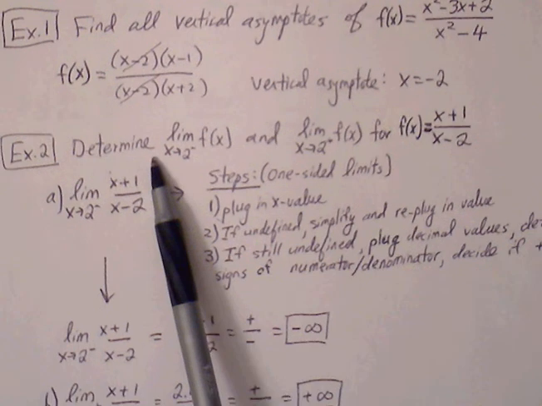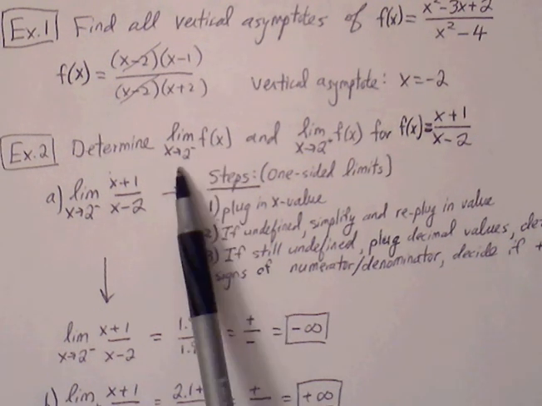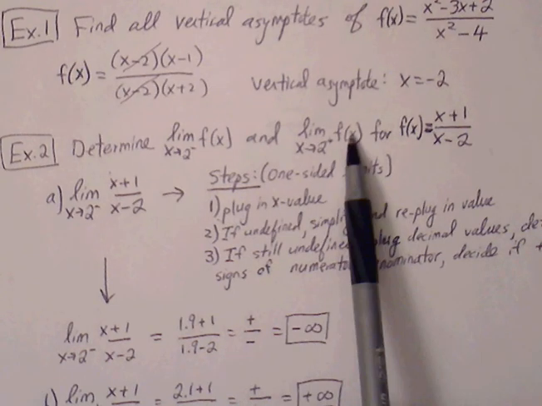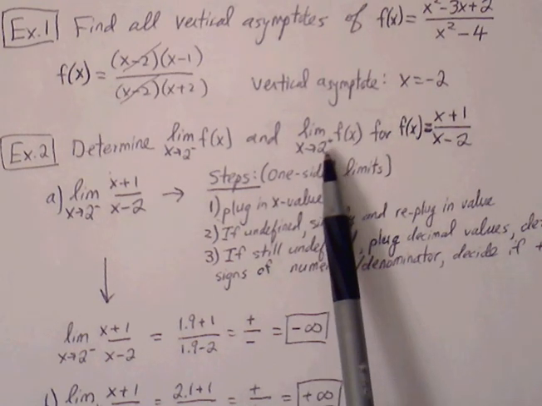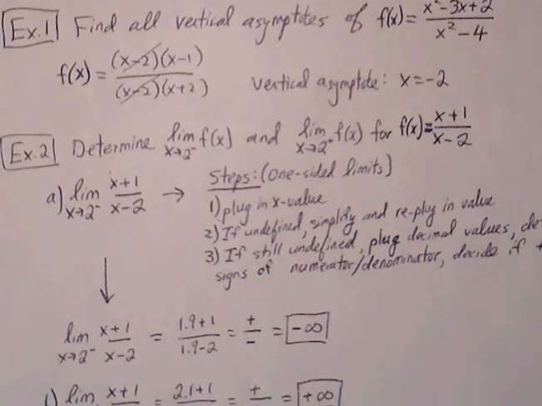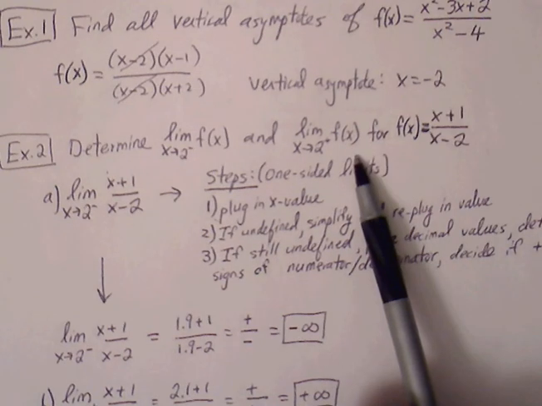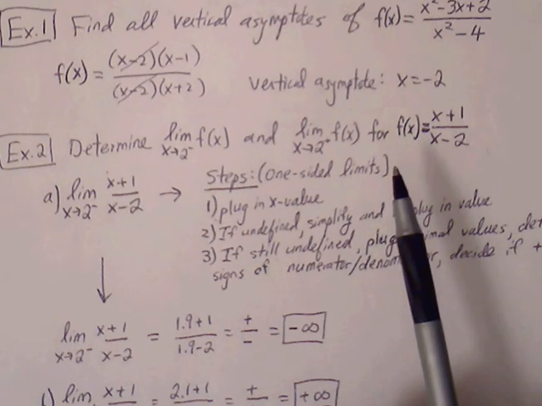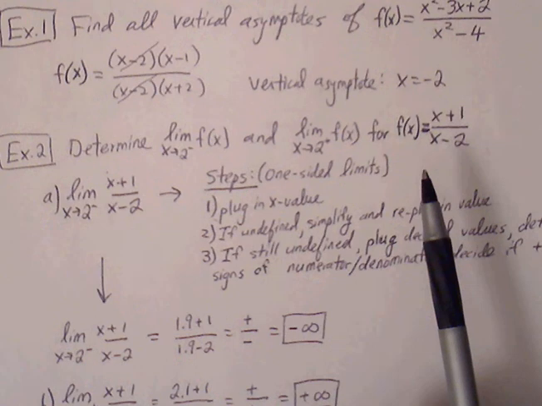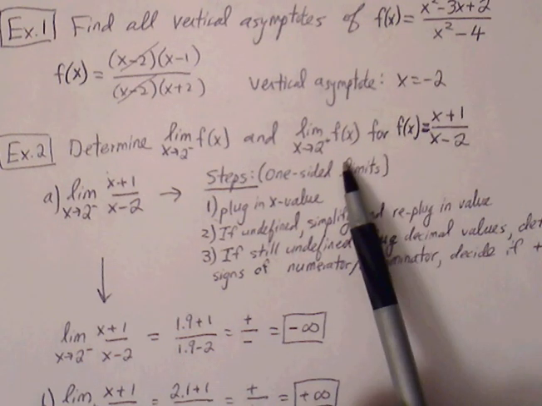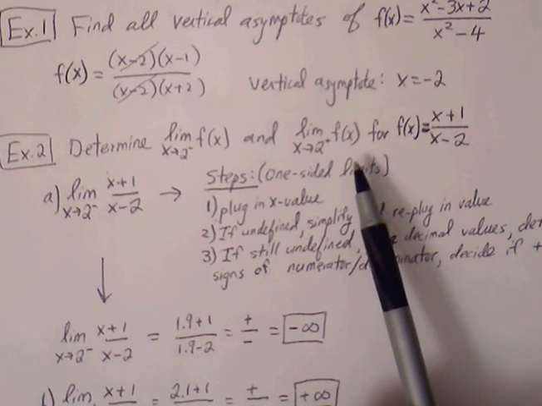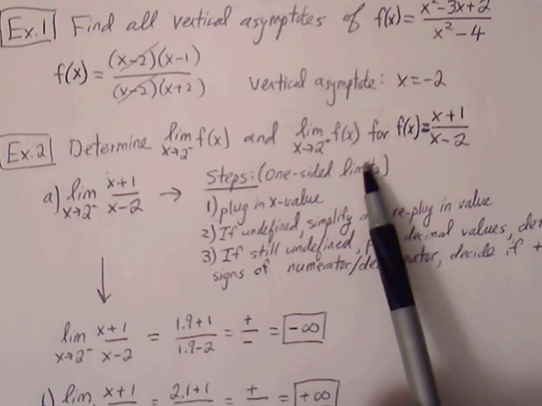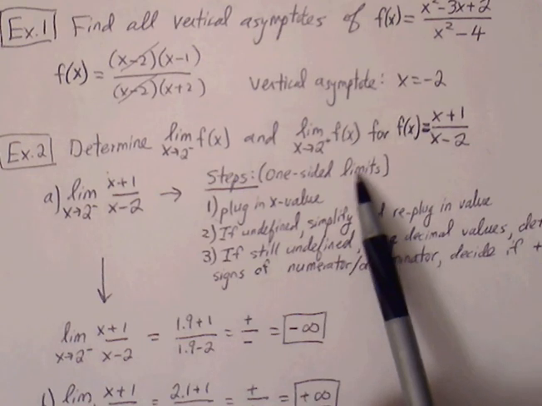All right, example 2. Determine the limit of f of x as x approaches 2 from the left side of 2, and the limit of f of x as x approaches 2 from the right side of 2, the right-handed limit, for our function x plus 1 over x minus 2. We talked about how with one-sided limits, the first few steps are always the same as limits. We're still going to plug in our target x value. If we get 0 over 0, we're still going to try to reduce and then re-plug in. And if all that doesn't work, then we'll have to provide a different answer with one-sided limits.